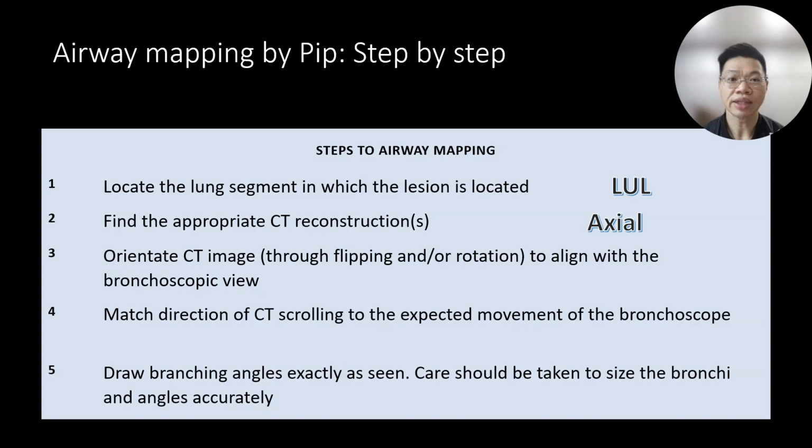Now that we have located the nodule in the left upper lobe LB1+2 and decided to use the axial CT, we then need to proceed to steps 3 and 4, which is to orientate the CT image through flipping and/or rotation to align with the bronchoscopic view, and to match the direction of our CT scrolling to the expected movement of the bronchoscope.